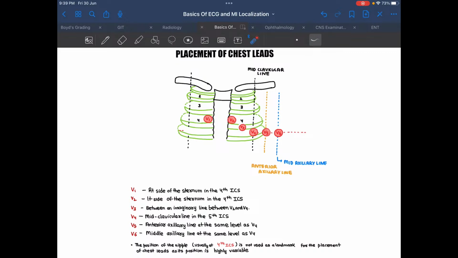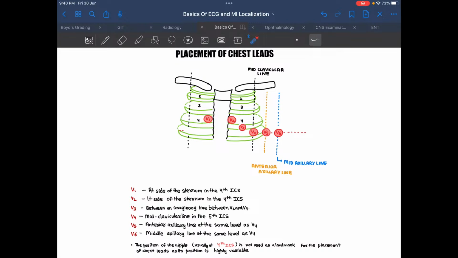V2 is on the left side of the sternum, fourth intercostal space. Then we place V4. What is V4? V4 lies in the mid clavicular line, fifth intercostal space, on the left side, okay. Now where will V3 be? It is somewhere between V2 and V4. V5 is in the left anterior axillary line, fifth intercostal space, and then V6 in the mid axillary line, again in the left fifth intercostal space, okay.